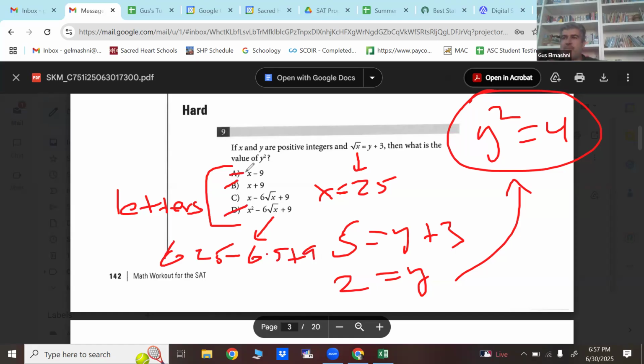Correct. Because you got confused a little bit. Root x is 5, yes. So it's going to be C, correct. Because you have 25 minus 6 times root 25, which is 5, plus 9. So you get 4 straight up. So you create the equation and you plug in what you got in the equation. Yes. Correct.